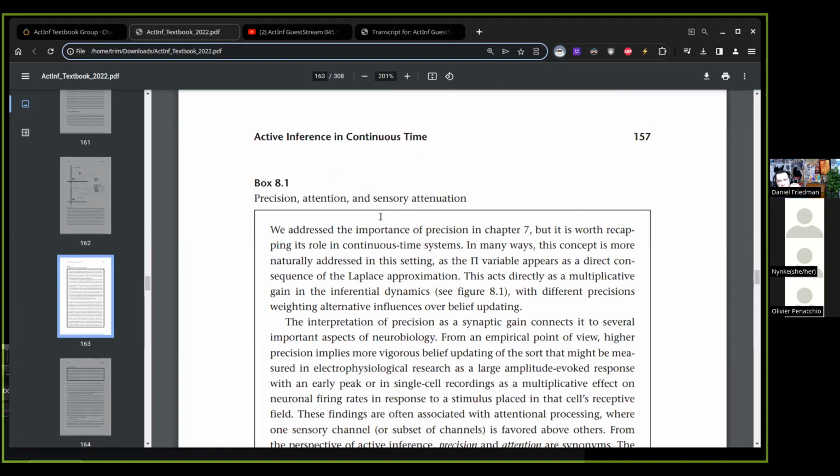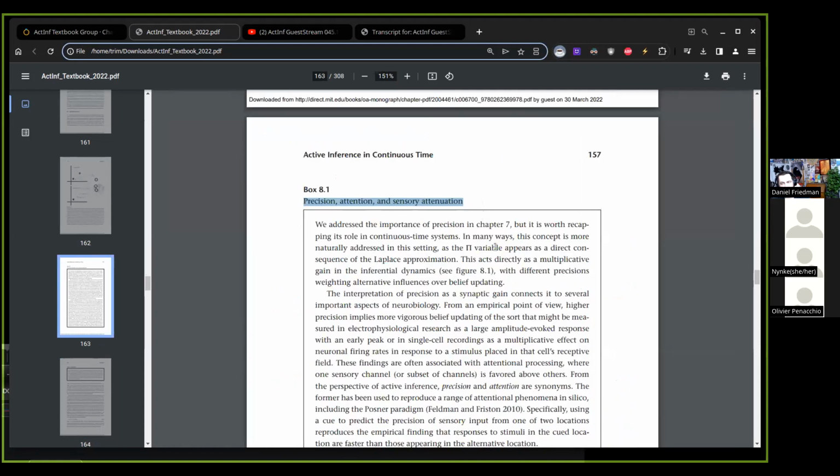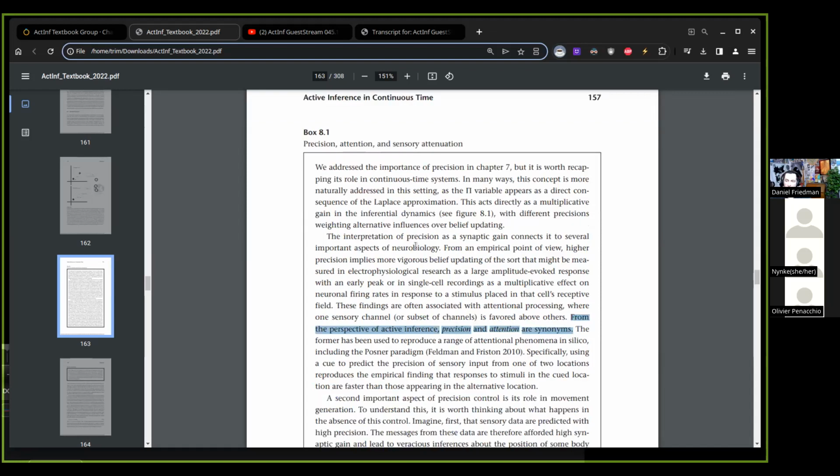Here we have a box on precision, attention, and sensory attenuation. This is going to cover several different topics. First, precision and attention are described as synonymous. That's a pretty general claim.